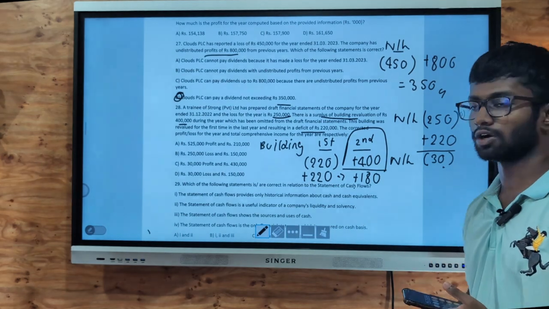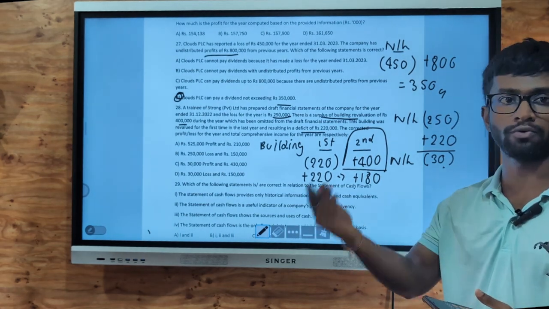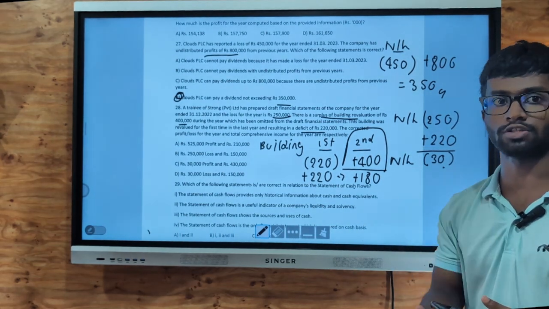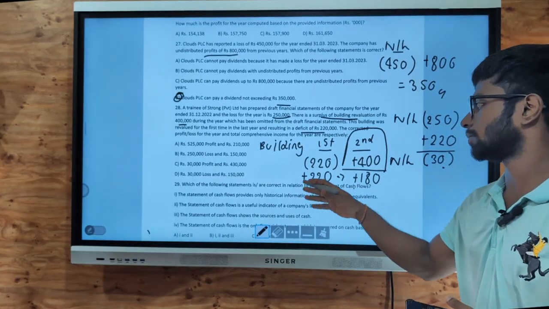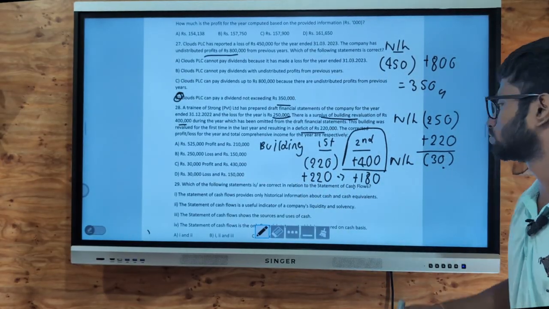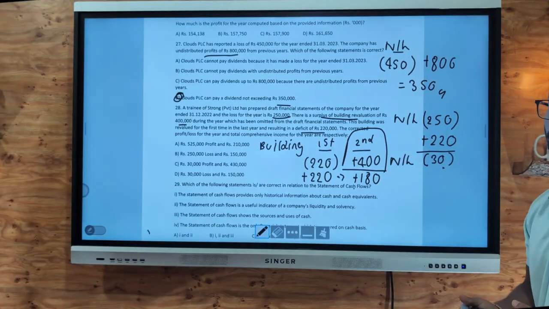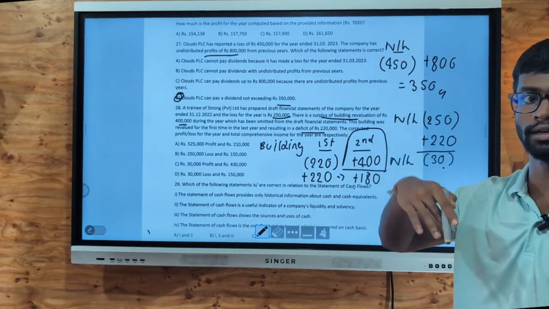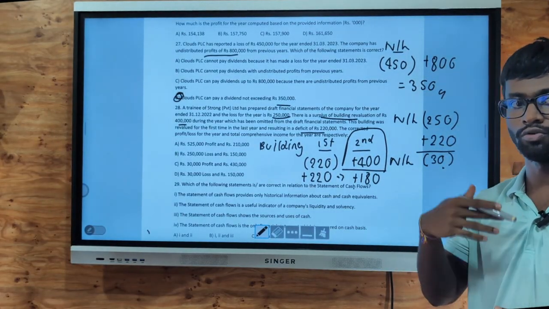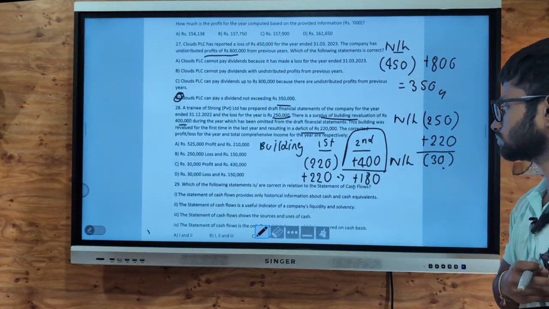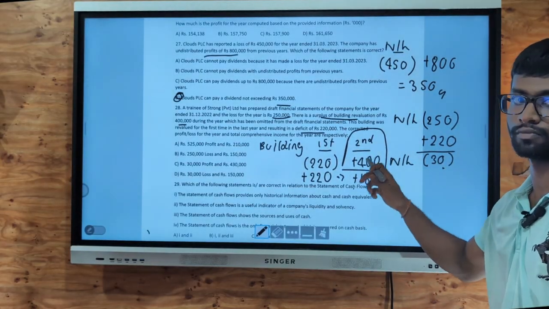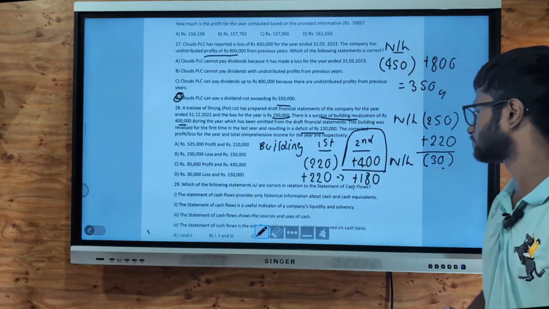Because first time we had a loss of 220. Second time you are getting a gain of 400. But the gain is not 400, because last year there was a loss of 220. So you set off that first. To set that amount off, you have to add back 220 to your profit, because the expense was recorded. Now to remove that, you have to add back 220. The remaining portion is the gain, which you record under other comprehensive income.